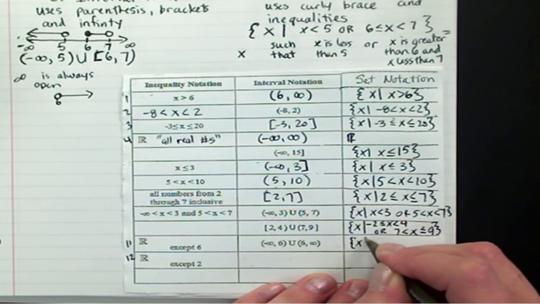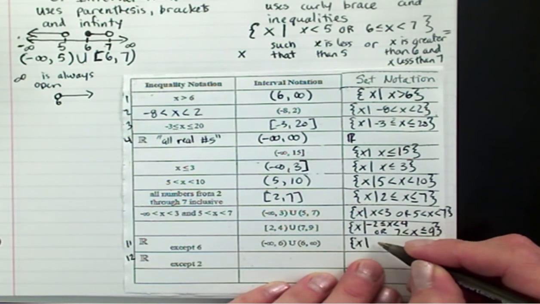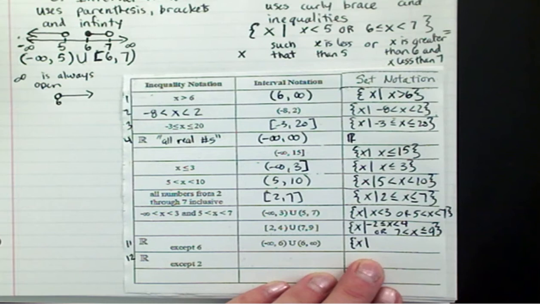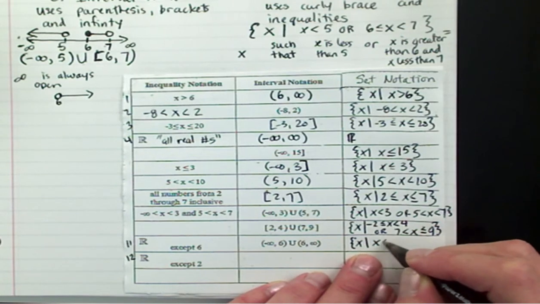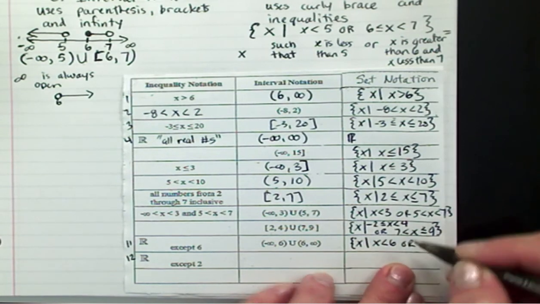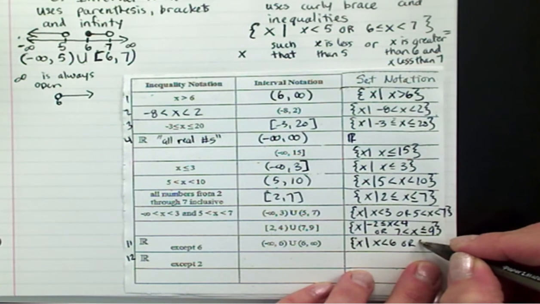X such that negative infinity. Say the whole thing. Tell me the whole thing, and then I'm going to listen and then write. Negative infinity is less than x is less than 6, or 6 is less than x less than infinity.